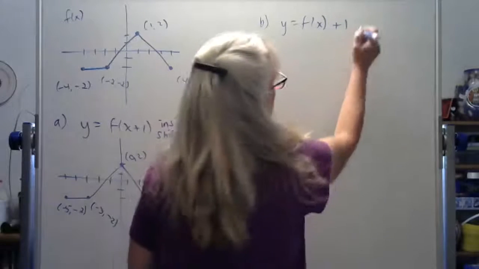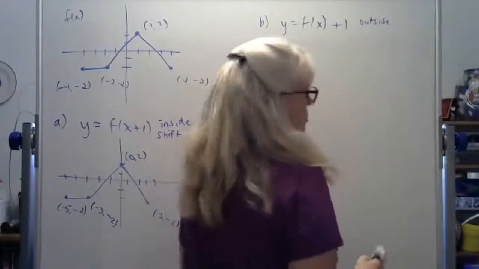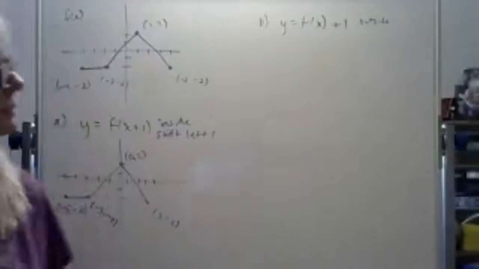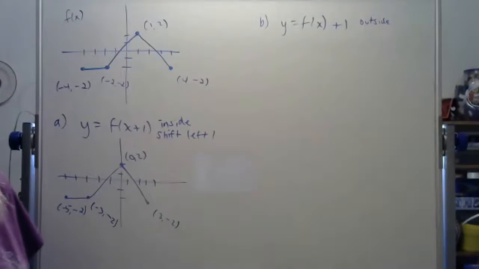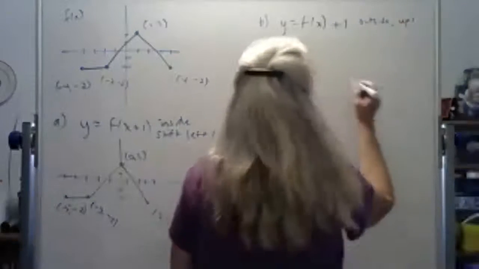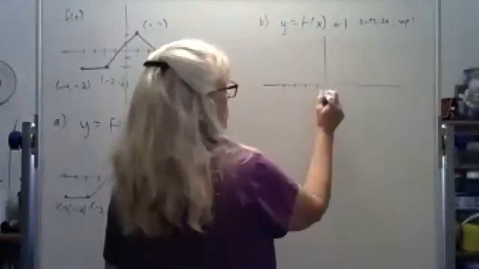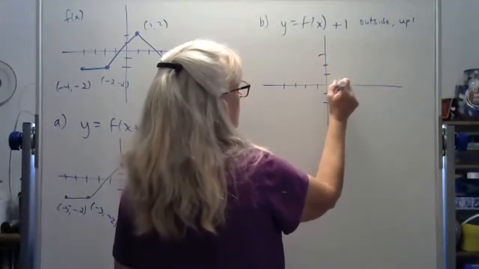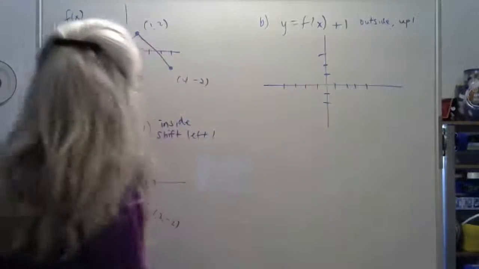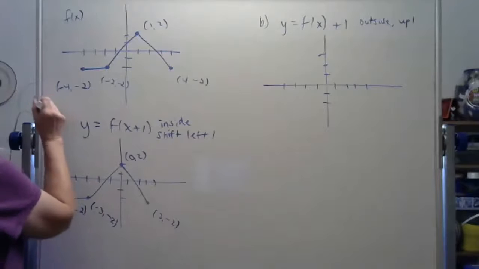So we just said that this was outside. So what's that going to do to my picture? Up 1. Yep, if it's outside, it does what it says. So we're going to go up 1. Okay. So I'm going back to the original. Okay, so back to this guy, that's my original. And I need to take each of my points this time and move them up 1.